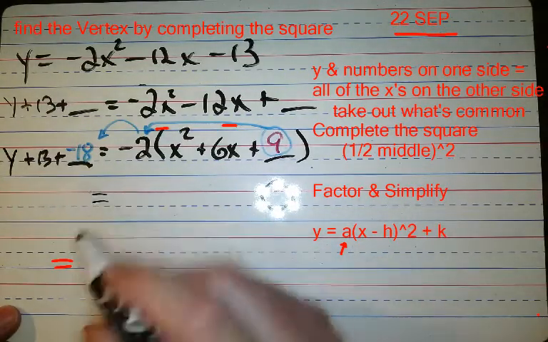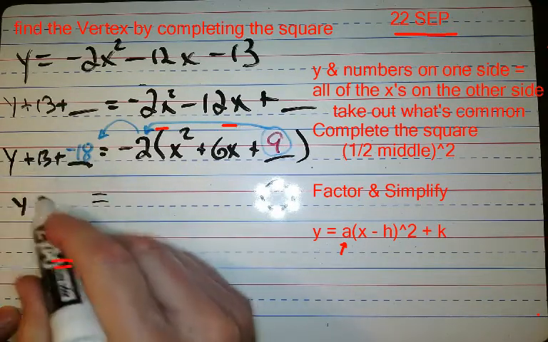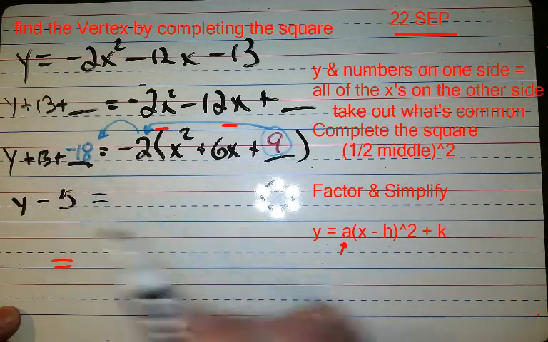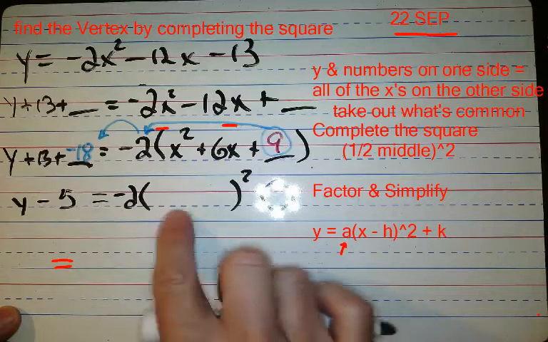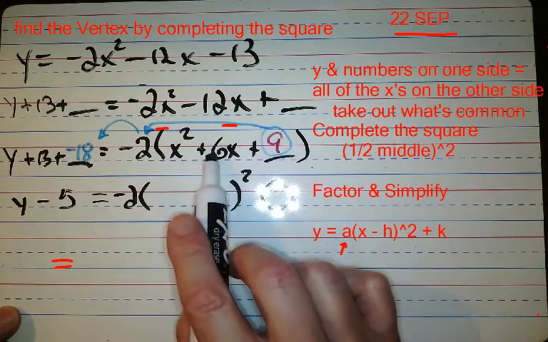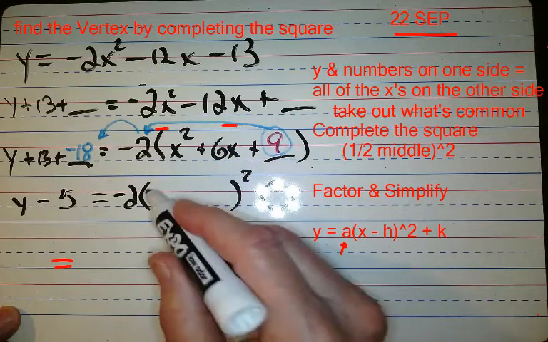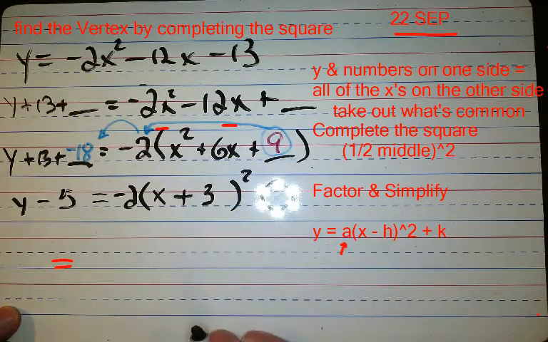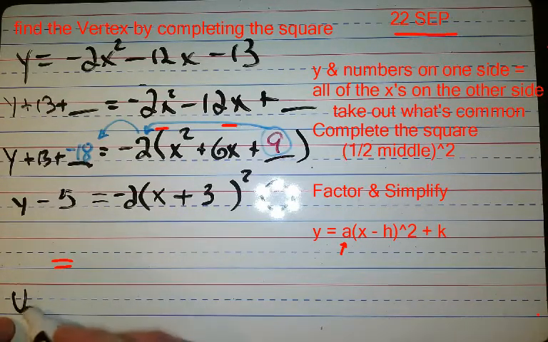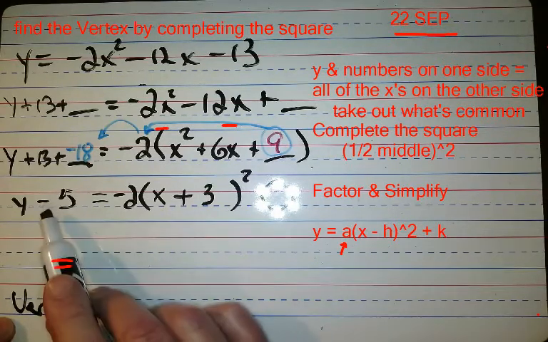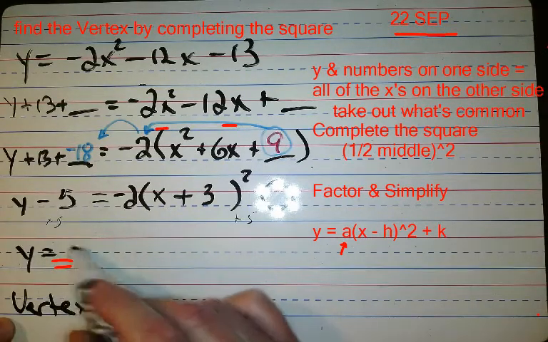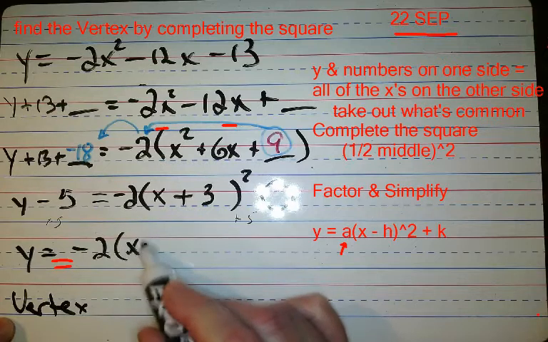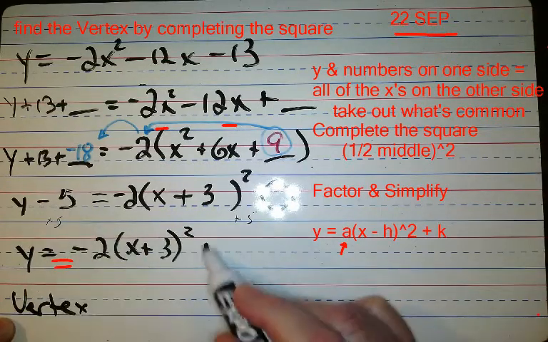So here's my equal sign. Over here, if I add these together, what do I get? Minus 5, right? 13 minus 18 is negative 5. Over here, remember what goes inside here is always half the middle. There's no thinking involved. You just say, I know, half the middle. There we go. Now then, if I want to solve this problem to find the vertex, which is what I want to do, I have to add 5 to both sides. So y equals -2 times (x plus 3) squared, and then plus 5.